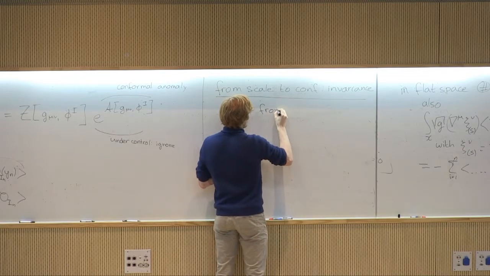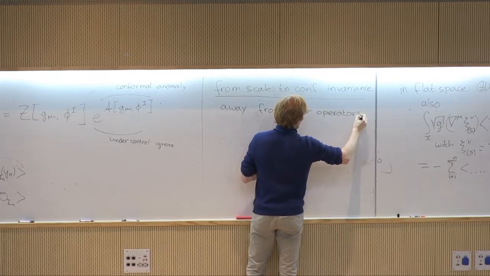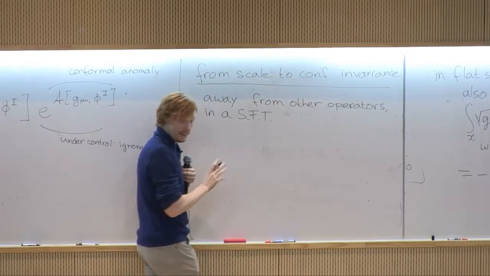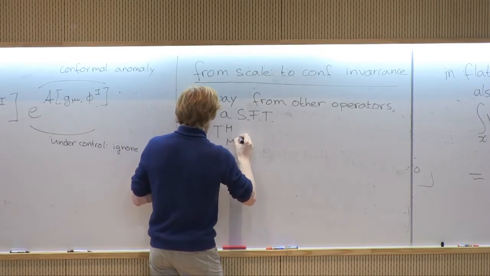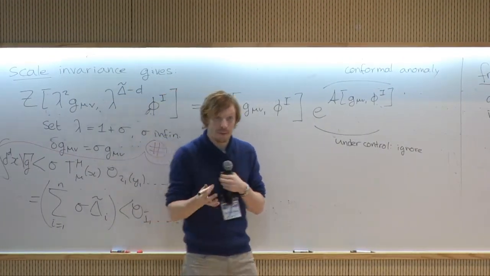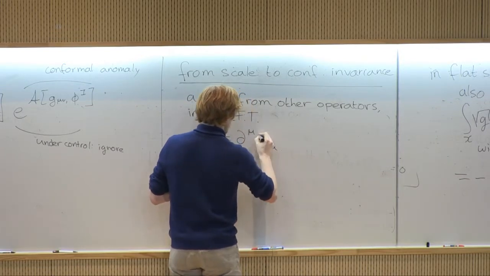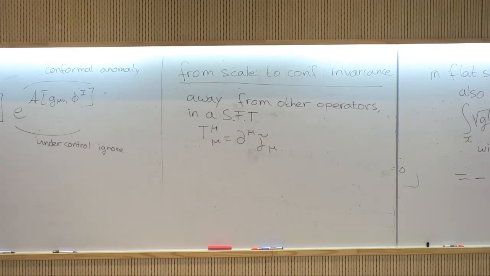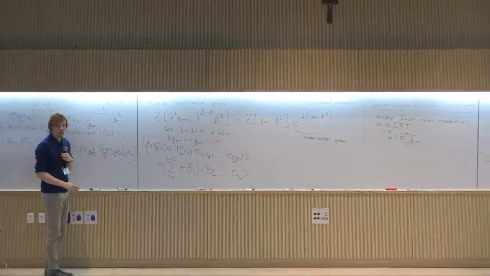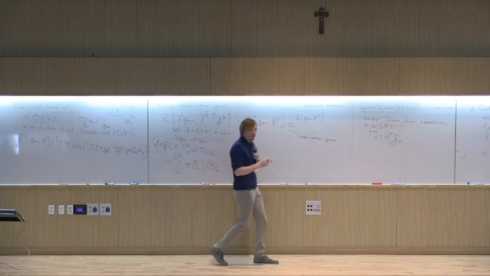So away from other operators, in a scale invariant quantum field theory, let me call it SFT, you find that T mu mu should, well, if the integral of it is zero, then either the thing is zero itself, or at the very least, it's a total derivative. So let's just assume that it's a total derivative, at the very least. So this must be true. If you assume Noether's theorem, you can prove that it's true in a scale invariant theory.